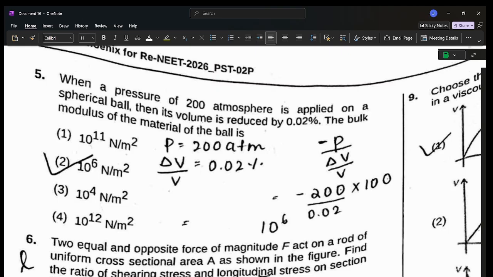Could you please tell me how do I convert, okay, let me just read the question to you. When a pressure of 200 atmosphere is applied on a spherical ball, then its volume is reduced by 0.02%. The bulk modulus of the material of the ball is. Now, I need to convert that into Newton per meter square. How do I do that? Please help me with it. Yes, I'm asking ChatGPT for more clarity because I don't want to give you the wrong information, guys. Please do wait.